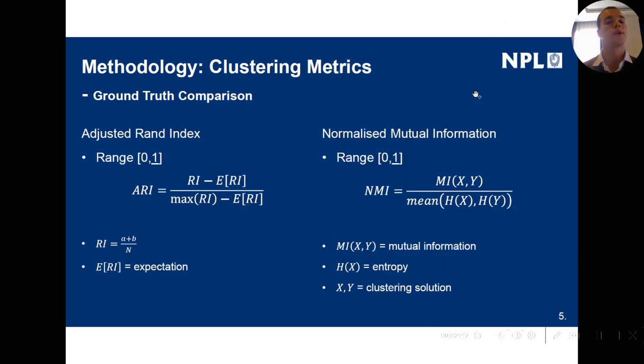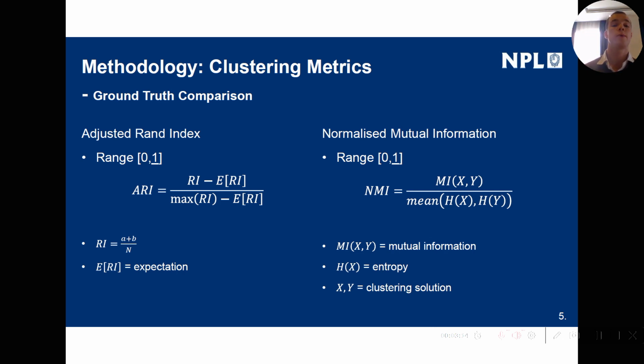So once you have your clustering solution, how can you assess how well the clustering algorithm has performed? And we can use these things called clustering metrics. So there are two main types of clustering metrics, either ones that compare to a ground truth or ones that use inherent features in the data set. So we've chosen 4 for our experiments, and these two here use the ground truth.